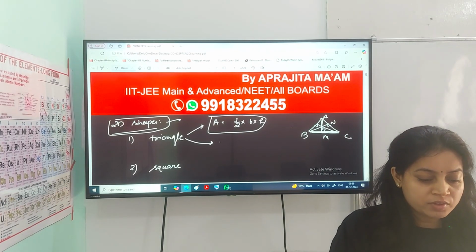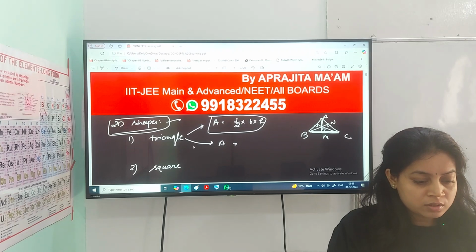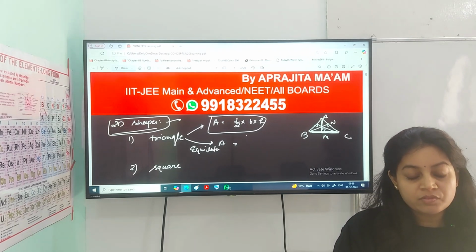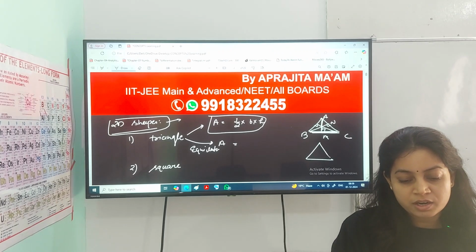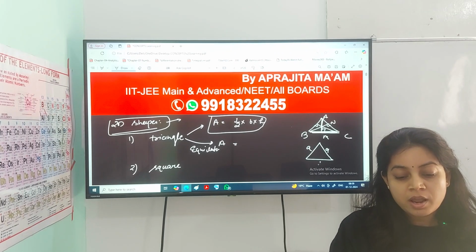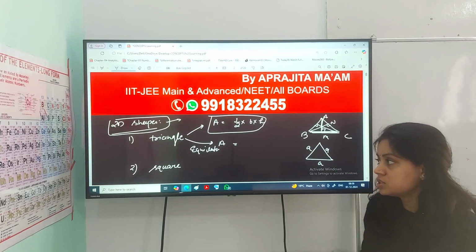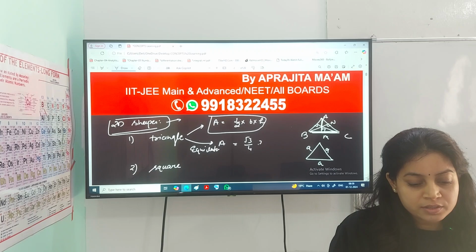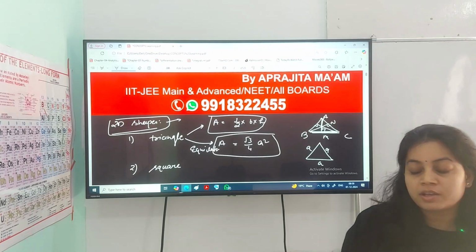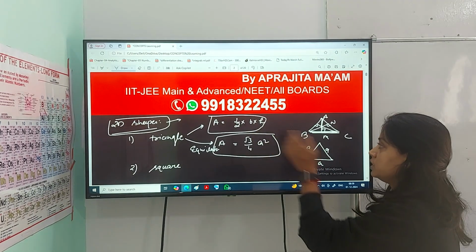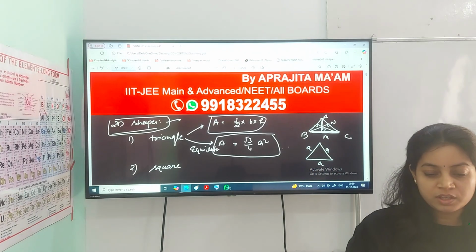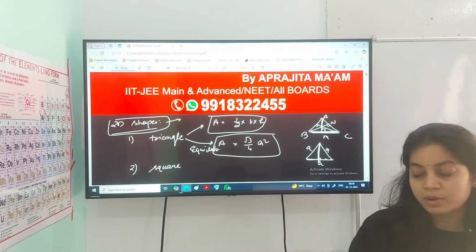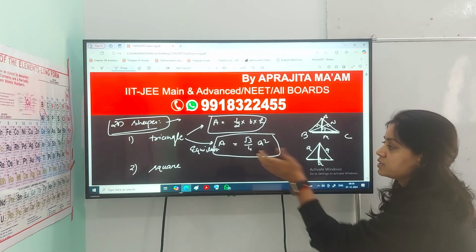So what is the area of the equilateral triangle? For the equilateral triangle, all the sides are equal and all the angles are also 60 degrees. So what will be the area? √3/4 side square. And definitely this formula is derived from this formula only, because we can calculate the height of the equilateral triangle by the Pythagoras theorem, and then we can calculate 1/2 into base into height. We will get the same formula.